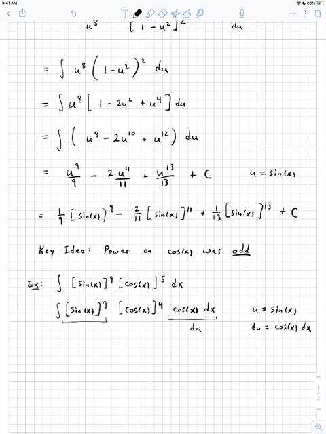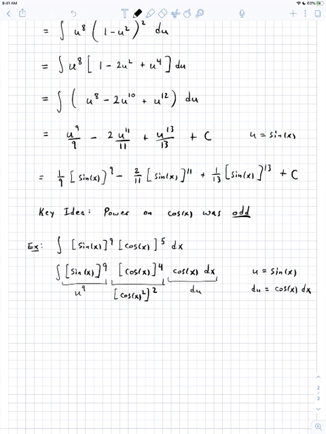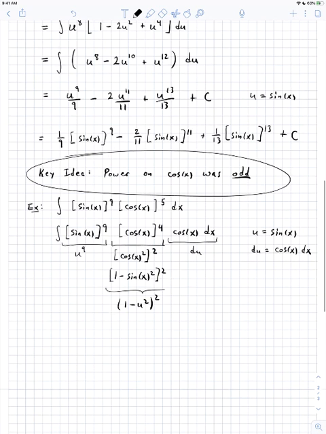And nothing's changed about this term, except now it's u to the 9. And here we do exactly what we did before. You write that as cosine x squared, quantity squared. And then you use the Pythagorean identity. So this becomes 1 minus sine x squared, quantity squared. And that term is 1 minus u squared, quantity squared. So the important idea is that the power on the cosine was odd.